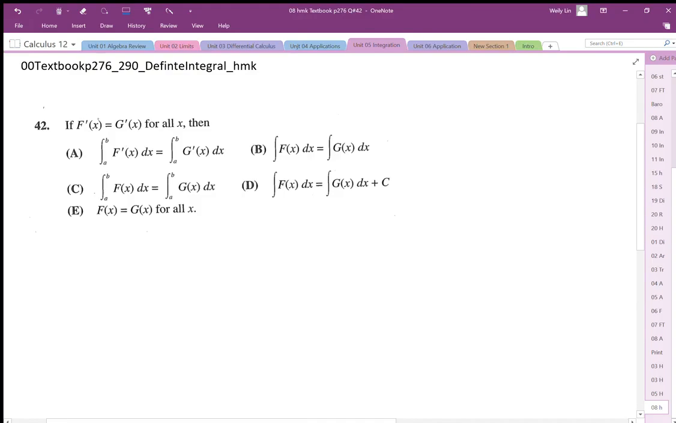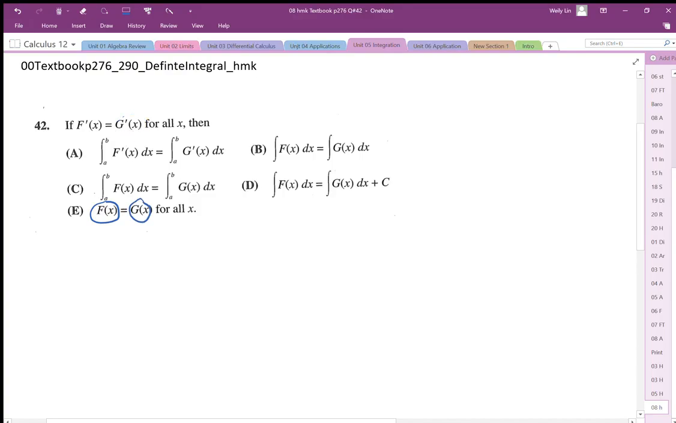If f prime of x is equal to g prime of x for all of x, then which of the following are true? Okay, so let's take a look at starting at e. If this is true, then we're saying that the antiderivative of f prime gives us f of x, and the antiderivative of g prime gives us g of x.